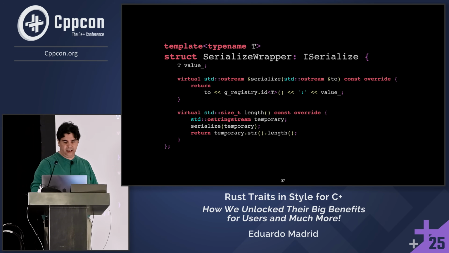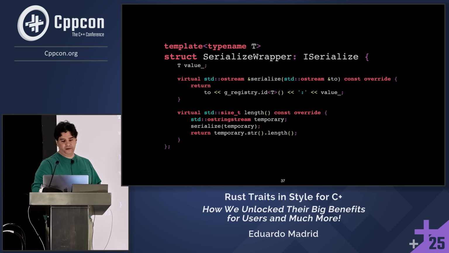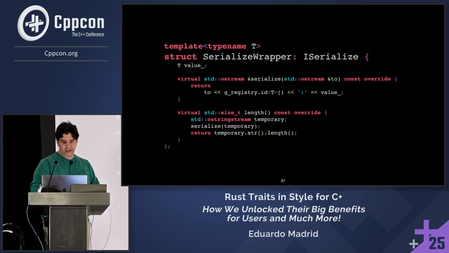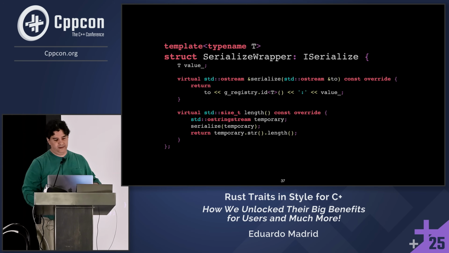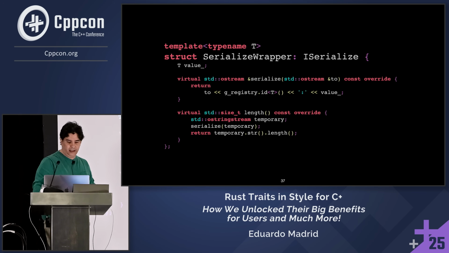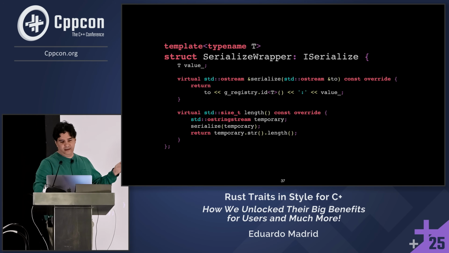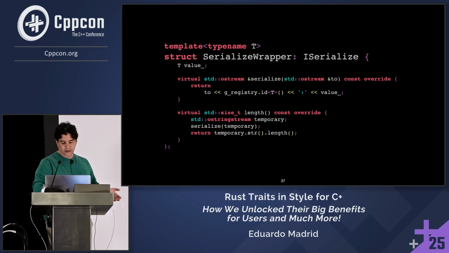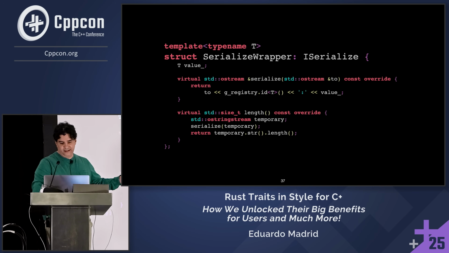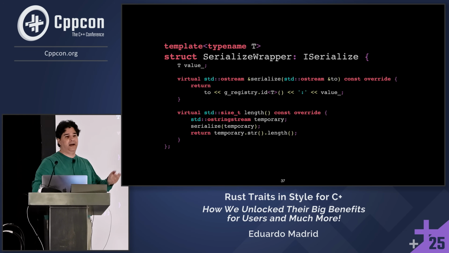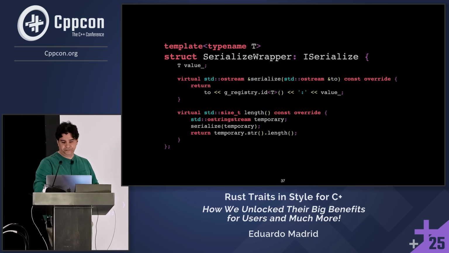Don't focus too much on the details of the code, because I assure you that when you see the slides or the presentation online later, it's pretty much what you will expect. It is a template that takes an arbitrary type. It is called a serialized wrapper because that's what it does. And it fleshes out two routines, which are the APIs defined in the interface.